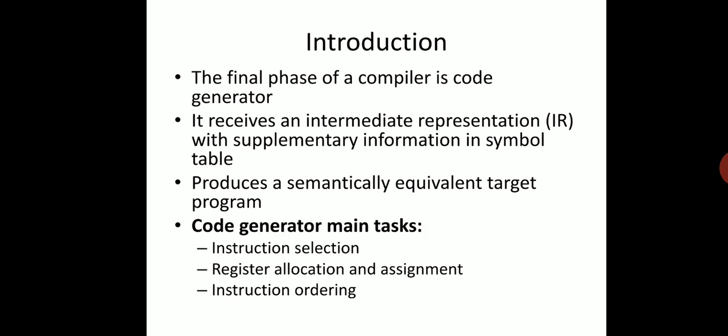So as we know, this is the final phase of the compilation. We know a total of 6 phases of the compilation are there, and code generation is the last phase. After the code generation, we will get the desired target program. Okay, now what kind of input does it receive?